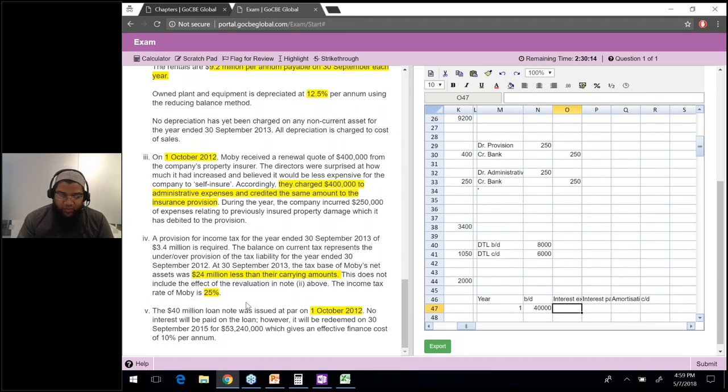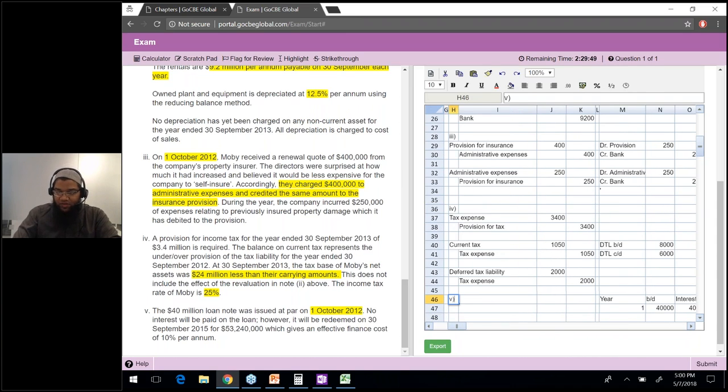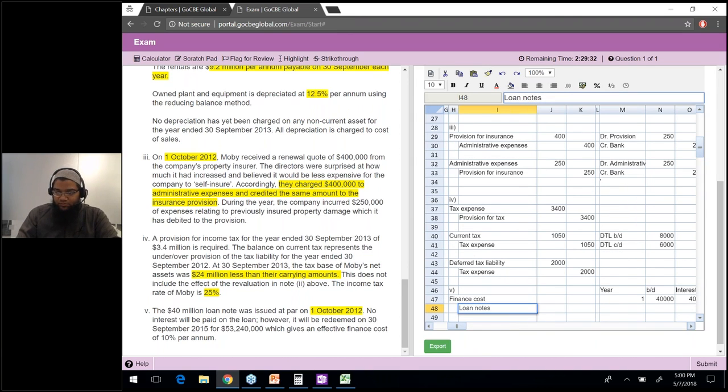The question says that no interest will be paid on the loan. So the interest paid is zero. However, it will be redeemed on 30th September 2015 for this amount, which gives the effective finance rate of 10%. So the interest expense is going to be 10% and the interest paid is zero. So the entire amount is going to be amortization and the carried down is going to be 40,000 plus 4,000. So your entry is going to be adjustment number 5, finance cost debit and the loan notes credit by the amount of 4,000.